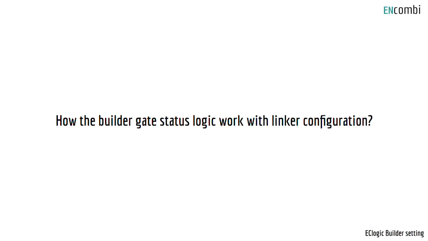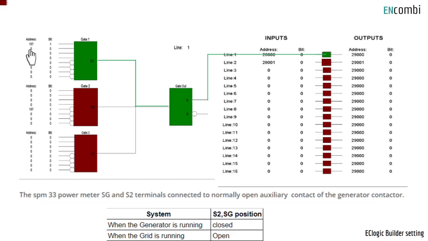How does the builder gate logic work with linker configuration? The following graphical illustration explains builder and linker logic function for better understanding. Here on the linker logic, when digital input is present as input status, the gate 1 status is true on gate 1 output, so the gate 4 status is true as digital input is present. And on the linker line 1, gate 1 output status address 28000 is linked as input. Then the output linker command is addressed for genset breaker position. According to this linker logic, when input is present, S2 SG is closed and genset connected.